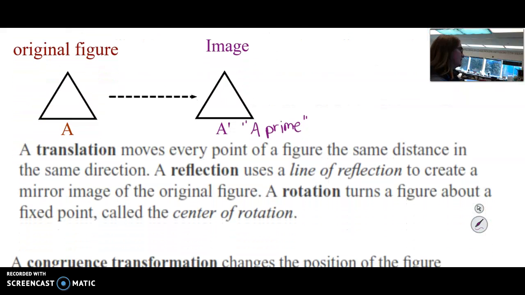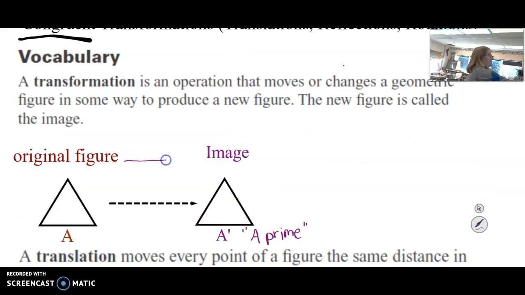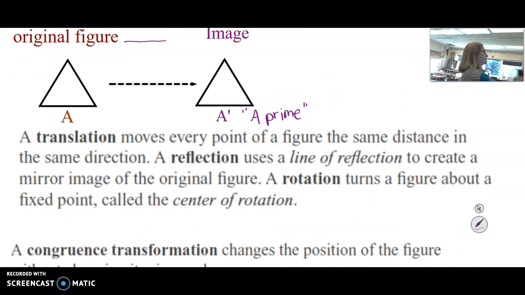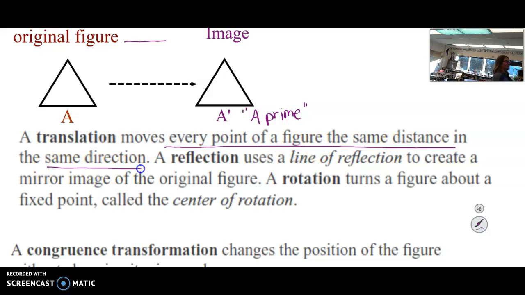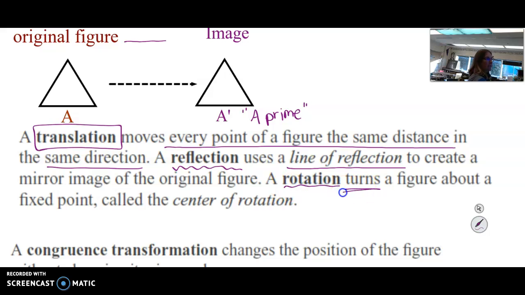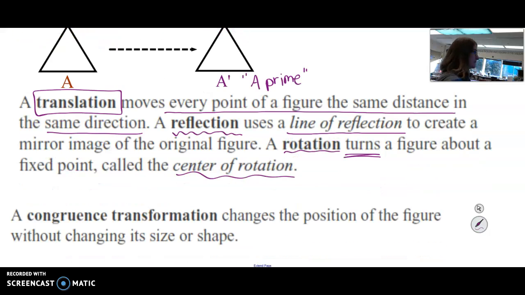A translation is something that moves every point of a figure the same distance in the same direction. So it moves it left, right, up, down. A reflection uses a line of reflection to create a mirror image of the original figure. And last we have a rotation, which is a turn. It turns the figure about a fixed point, and that point is called the center of rotation.